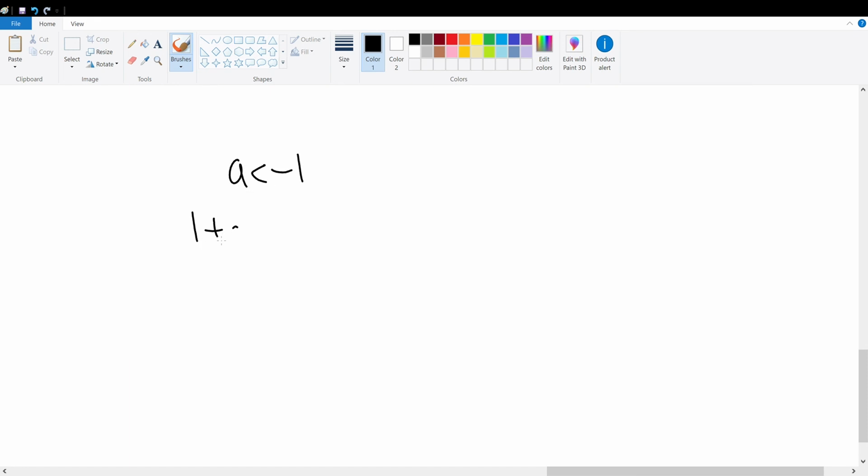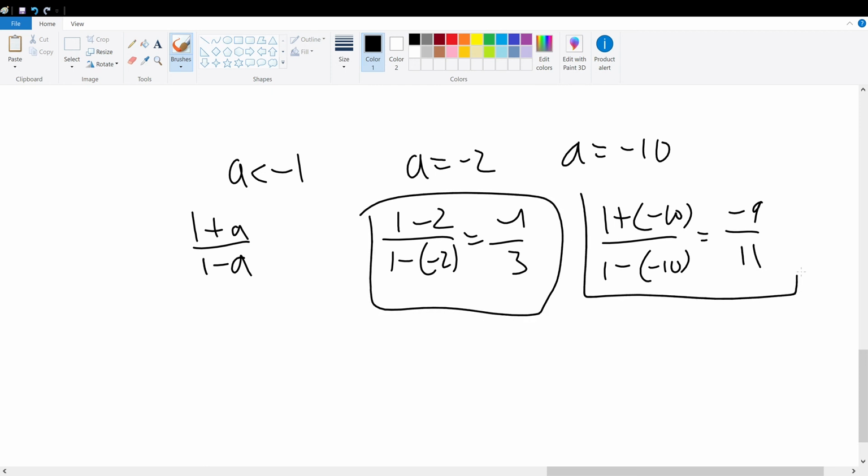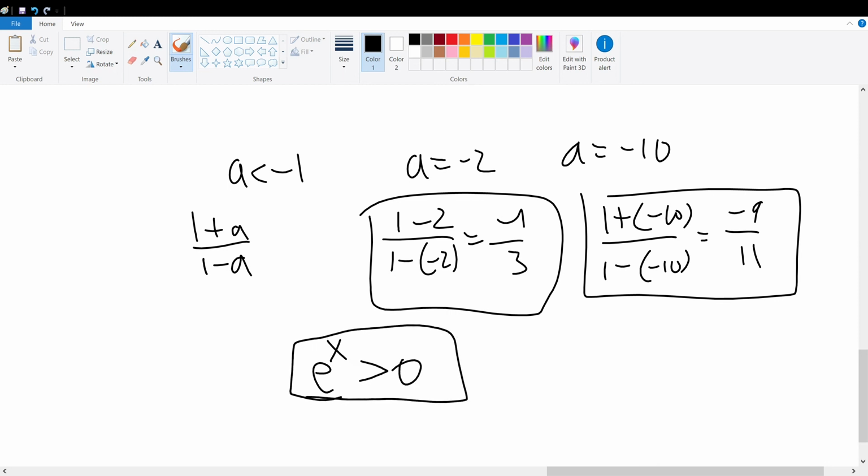for (1 plus a) divided by (1 minus a), such as a equal to negative 2 and a equal to negative 10, this will be (1 minus 2) divided by (1 minus (negative 2)), which will be equal to negative 1 over 3. This will be equal to (1 plus negative 10) divided by (1 minus negative 10), which will be equal to negative 9 over 11. Both of these outcomes, once again, are negative values. And remember, e to the x can never be less than 0. e to the x must always be greater than 0. So a cannot be less than negative 1 either.